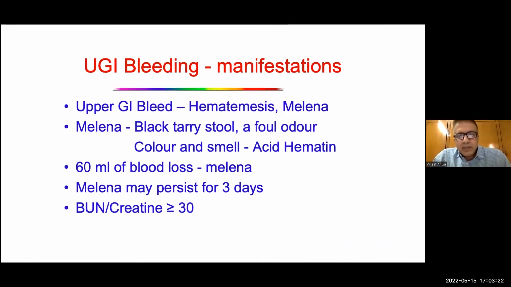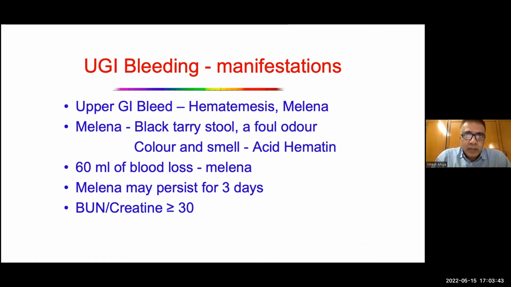When do you suspect the upper GI bleed? When the patient has manifestations of either hematemesis or melena. If the patient talks about melena, black tarry stool, foul odor, which is a result of acid hematin, then you know the patient most likely has an upper GI bleed. Remember that even 60 ml of blood loss can give rise to melena, and melena may persist for 3 days.